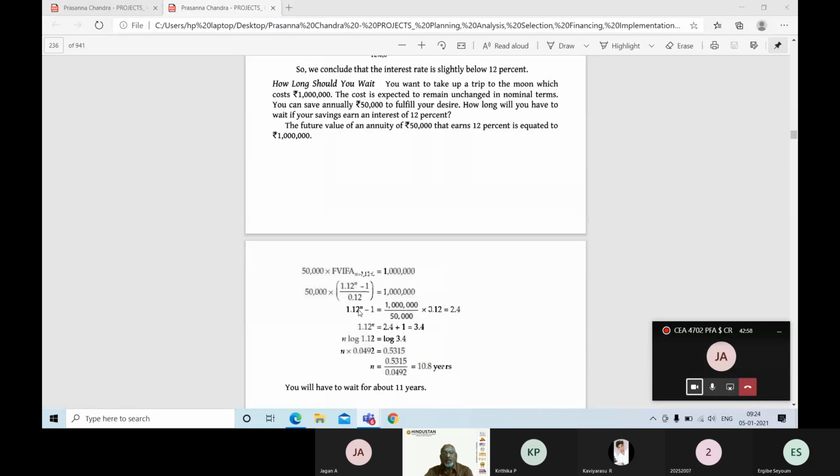So accordingly you have to calculate from this amount, and you have to simplify everything. 1.12 to the power n minus 1 is equal to this amount. Then 0.12 is multiplication, this is division. Then 2.4. Then 1.12 power n is equal to 2.4 plus 1, which is 3.4. Then you have to take a log. n into log 1.12 is equal to log of 3.4. Then n is equal to a fraction, about 10.8 years. You have to wait for 11 years.